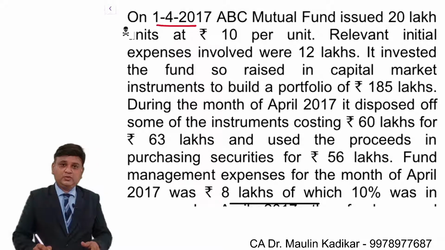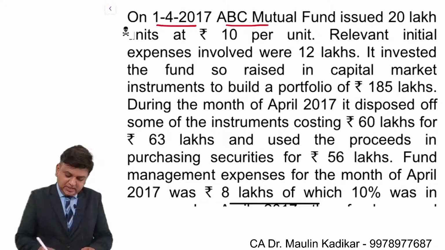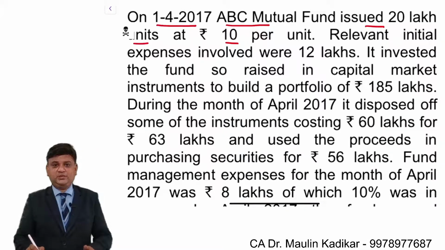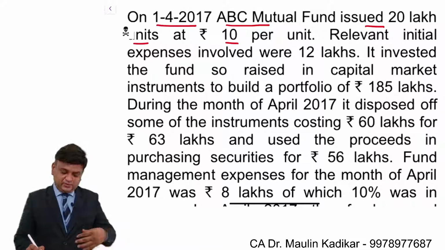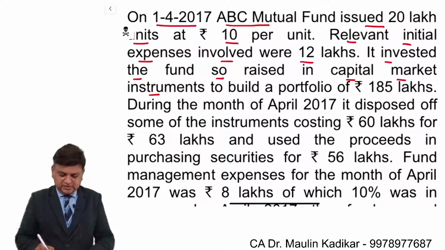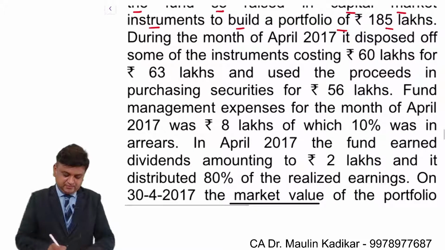On 1st of April 2017, ABC Mutual Fund issued 20 lakh units at the rate of 10 rupees per unit. So the number of units is 20 lakhs and the issue price is 10 rupees per unit. Relevant initial expenses involved were 12 lakhs. It invested the fund so raised in capital market instruments to build a portfolio of 185 lakhs.